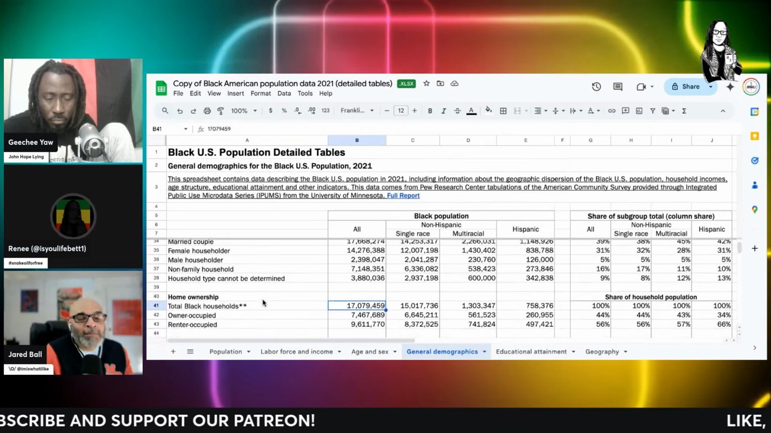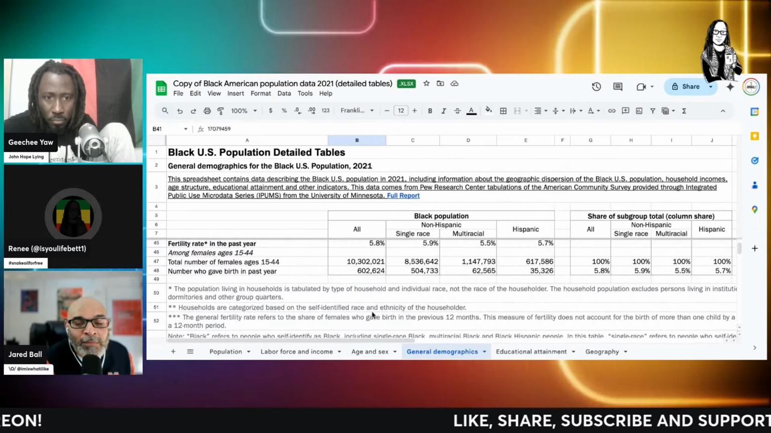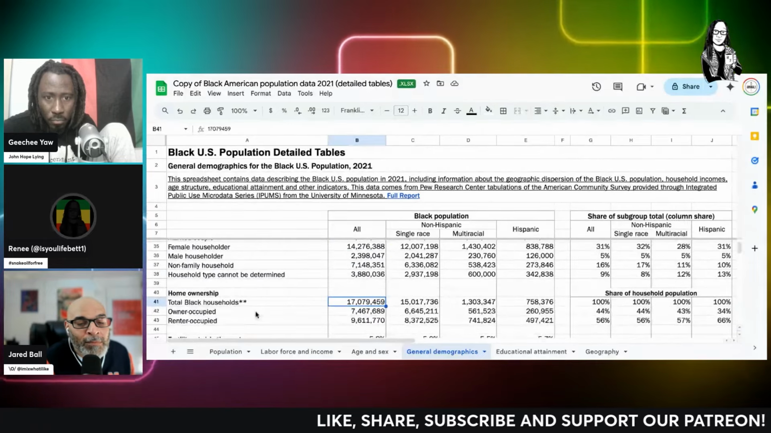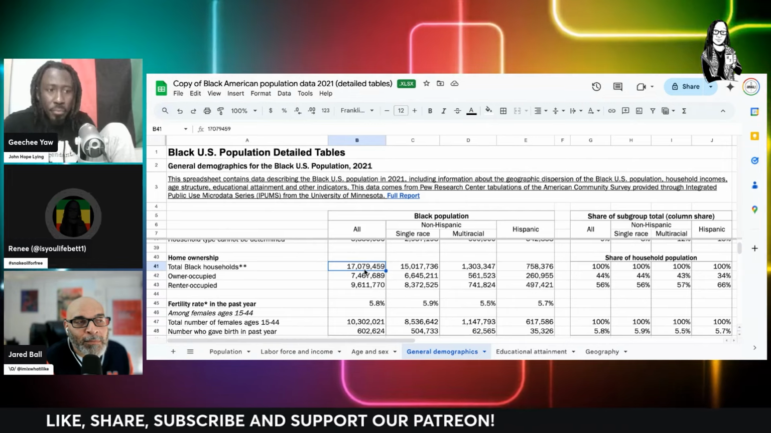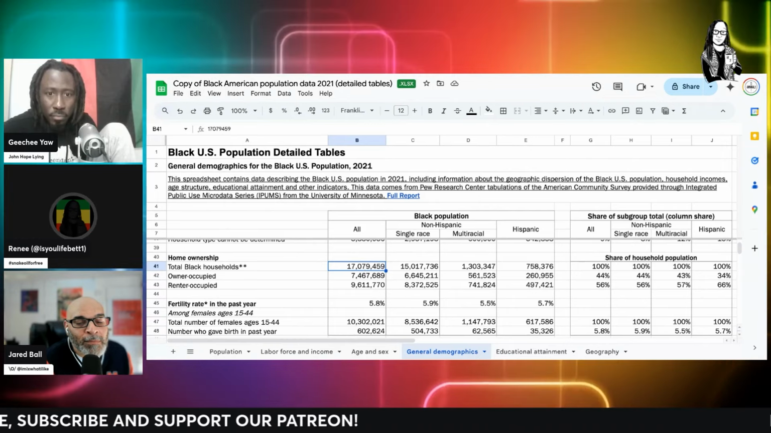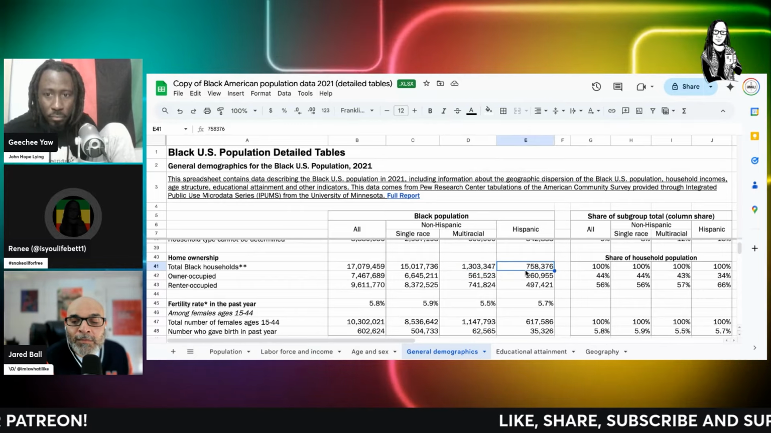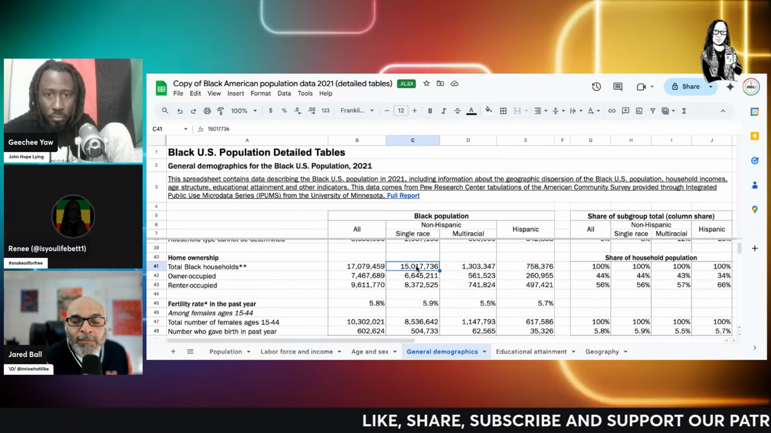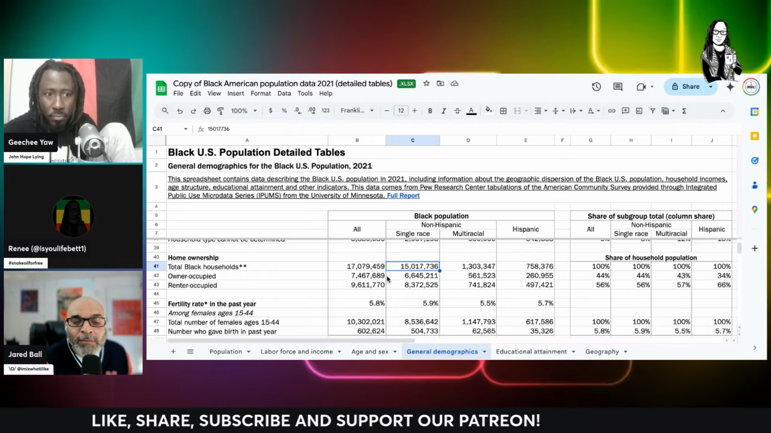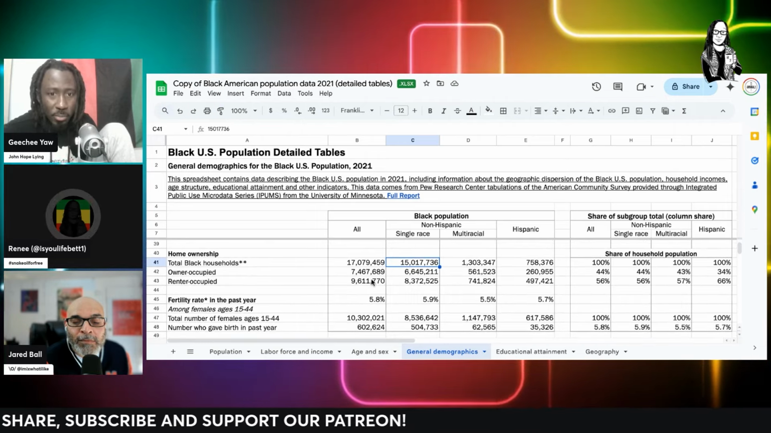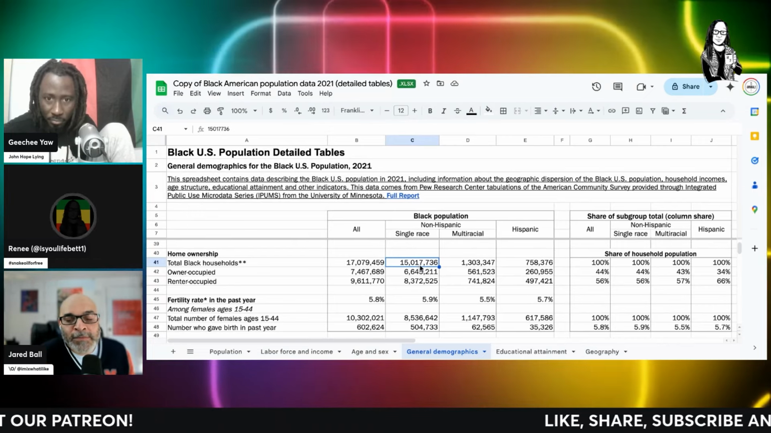Because the calculation is not based on the amount of Black people in the country. It is based on the amount of Black households in the country. Just note next to it, you see how it says single race, multiracial, Hispanic? The single race column, that 15 million, those are the homes where they could verify that all the people living in the house were Black. So that number gets smaller. Okay, so this is now your denominator.